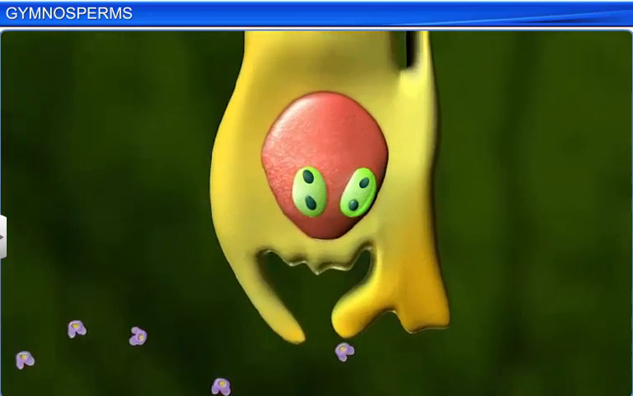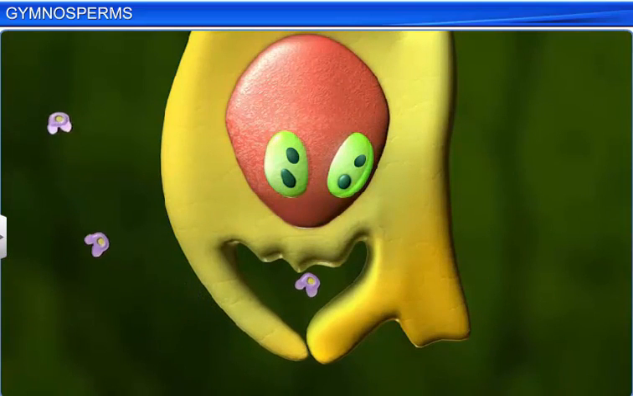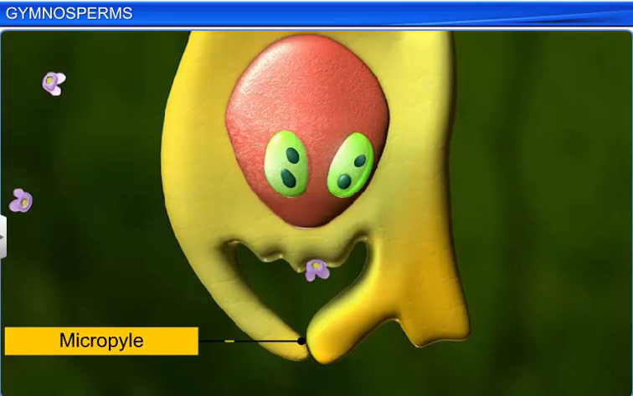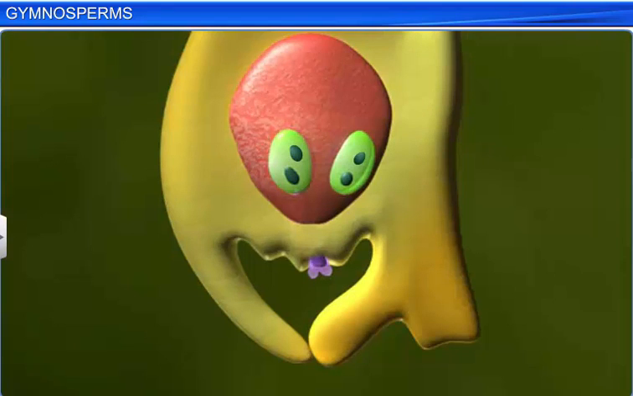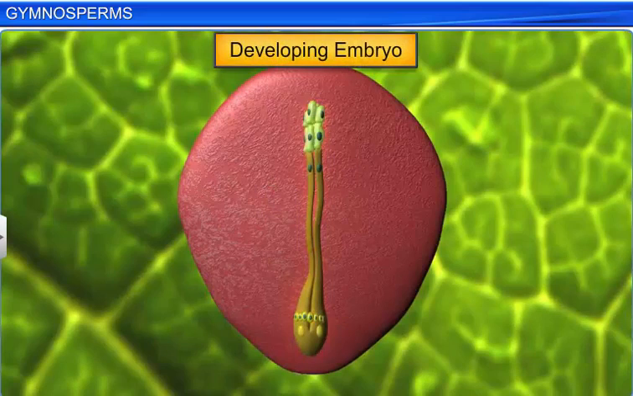during which pollen grains released from the microsporangium are carried by air currents and come in contact with the micropyle, an opening in the ovules. A pollen tube sprouts from the pollen grain and grows towards the archegonium, where it discharges the male gametes. These gametes fuse with the egg to form a zygote.